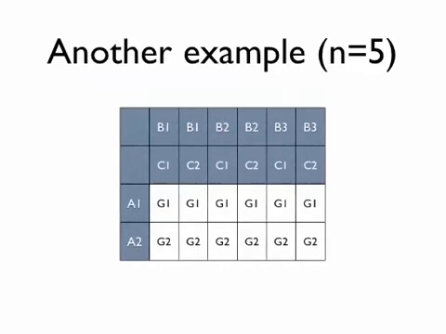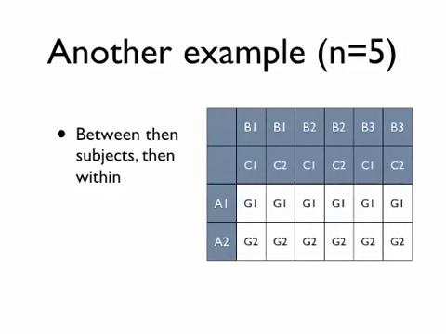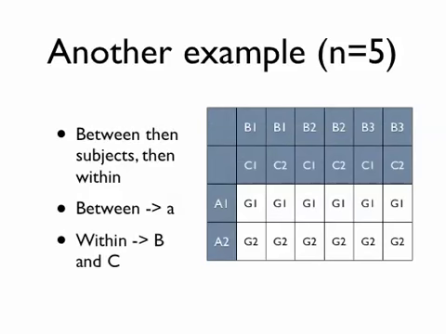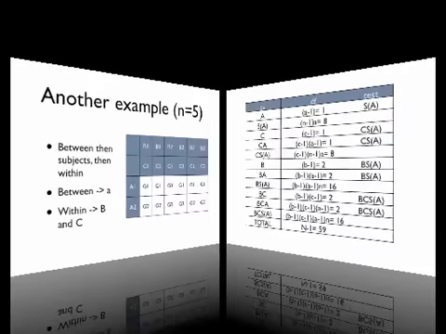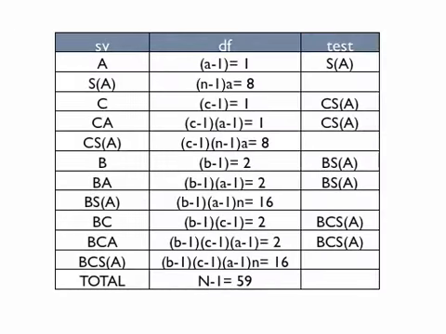We'll move this over. Between subjects within. Between is A. Within is B and C. And subjects are within A. Oh my God, look at that. Okay. This looks complicated, but when you go through it, remember A is between, B and C are within. Now that you do that, this is actually mechanical.